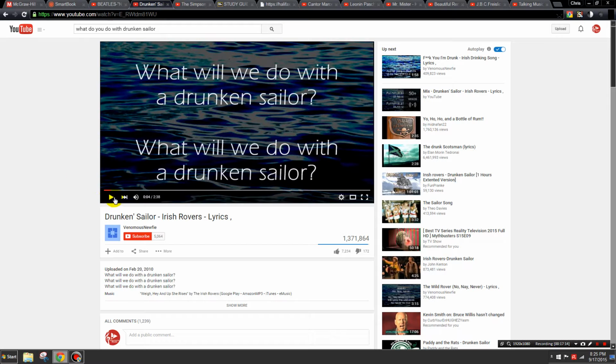Now another one that you may be familiar with is an old shanty called "What Would You Do with a Drunken Sailor." I've also heard it called "Way Hey and Up She Rises," or whatever the second part of the song is called. But I'm going to play this song, and you've probably heard this before. And notice that this uses a church mode. I believe it's Dorian mode, and you'll notice that the melody sounds a little off. It doesn't quite sound like the major scale that we're used to hearing in modern music.